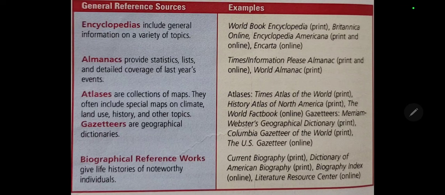Encyclopedias include general information on various topics. Almanacs provide statistics, lists, and detailed coverage of last year's events, meaning that you can probably use them to predict this year's events. Atlases are a collection of maps that often include special maps on climate, land use, history, and other topics too. Gazetteers are geographical dictionaries. Biographical reference works give life histories of noteworthy individuals.